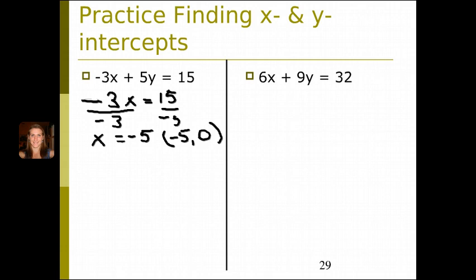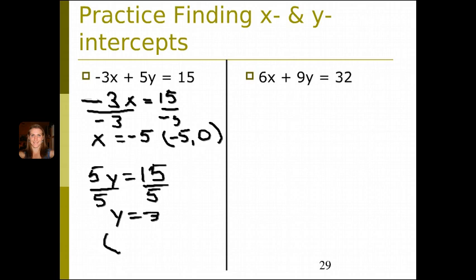To do y, you would do 5y equals 15. Ignore the x because the x is 0 when you have a y-intercept. You would divide both sides by 5, just like you're solving an equation. And so y would be equal to 3. And so for this, your y-intercept would be (0, 3), since x is 0.